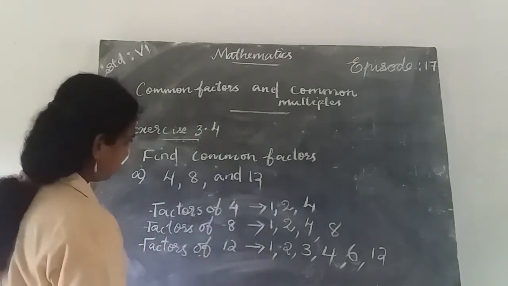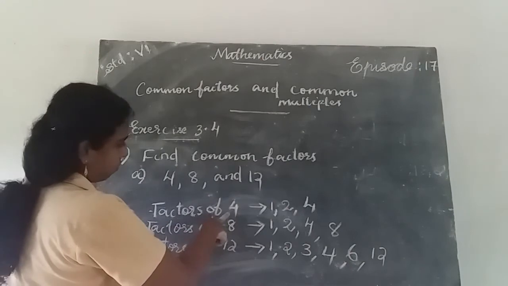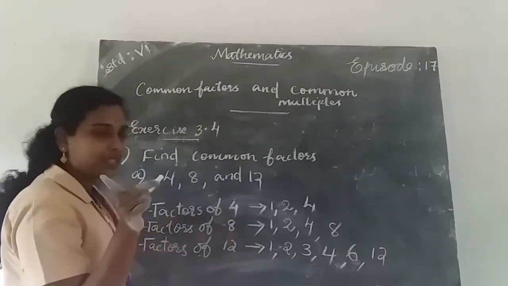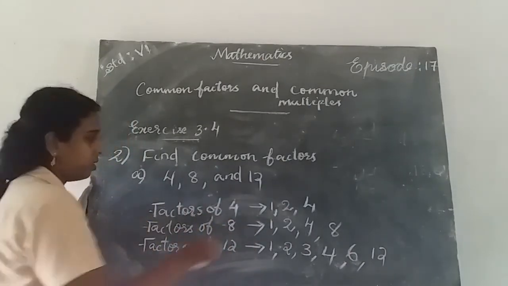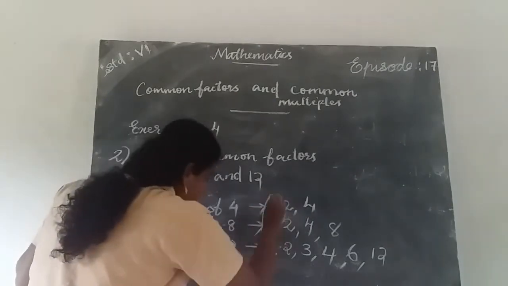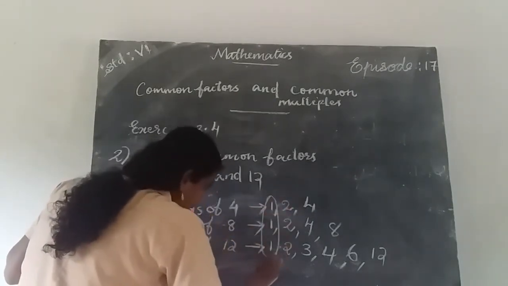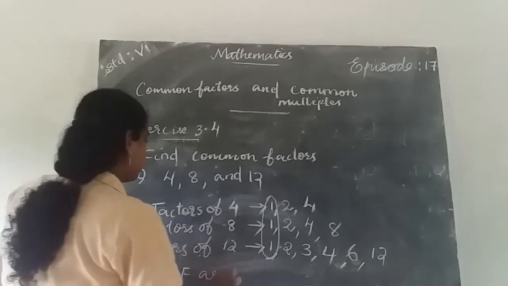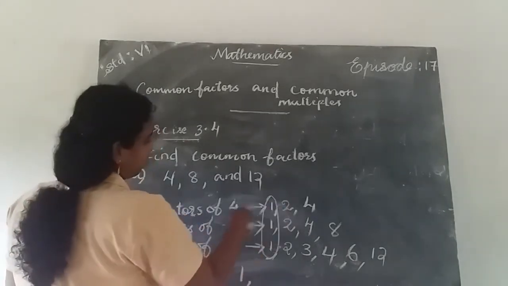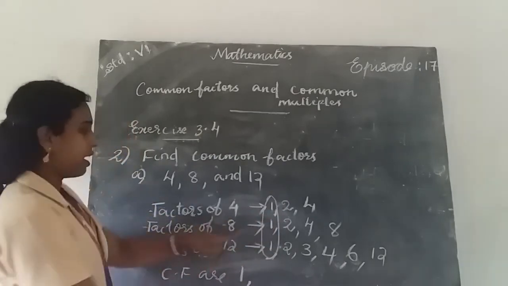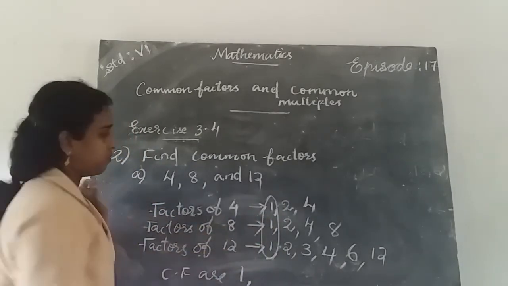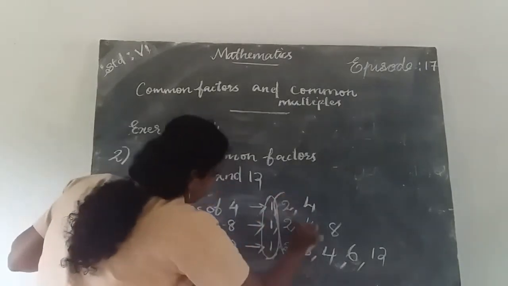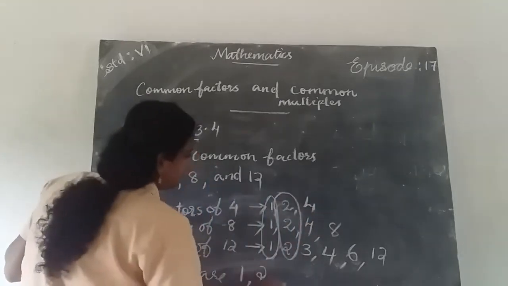Okay. So here 1 is a factor of 4 and 1 is also a factor of 8 and also 1 is a factor of 12. So 1 is common in these three numbers. So 1 is a common factor. Then 2. 2 is a factor of 4. 2 is a factor of 8. And 2 is also a factor of 12. So 2 is common.